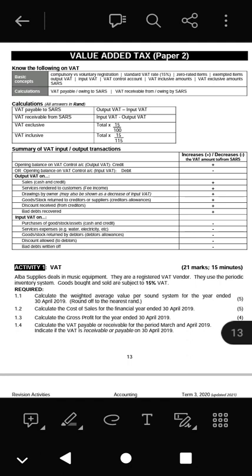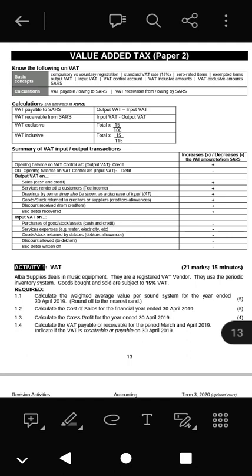Goods or stock returned to creditors or suppliers, and creditors allowances, are also part of the output VAT, and it is a plus. Discount received from creditors or suppliers is also a plus. And bad debts that have been recovered are also a plus.